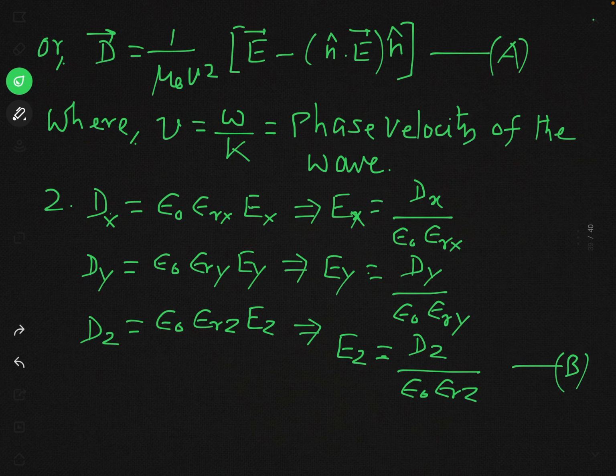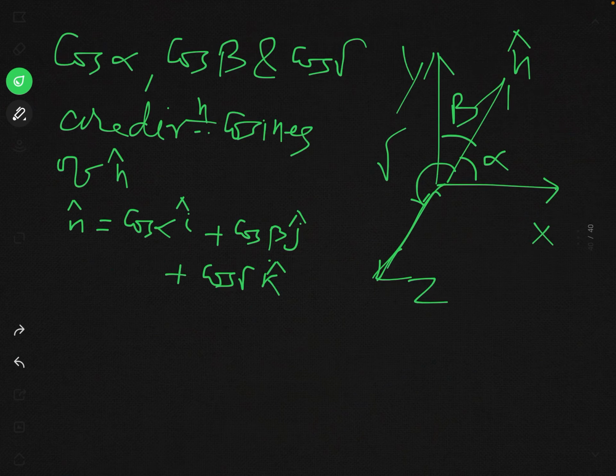Let us see, this is equation A, where actually the displacement vector has been defined. And now we will define the x, y and z components of this displacement vector D from equation A. If you want to define the x component of D, what will you do? We will take the x component of vector field E and also the x component of vector n hat. And so you can write the x, y and z components of displacement vector D from equation A using the components of n hat vector.